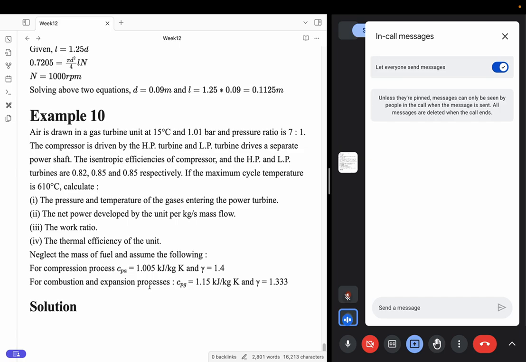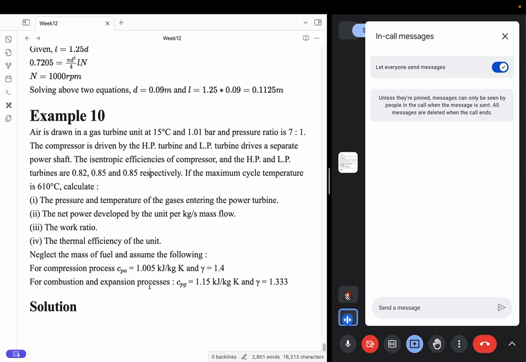Air is drawn into a gas turbine unit at 15 Celsius and 1.01 bar pressure. The pressure ratio inside the compressor, the output to input ratio, is 7:1. The compressor is driven by the high pressure turbine, and a low pressure turbine drives a separate power shaft. The isentropic efficiencies of the compressor and the high pressure and low pressure turbines are 0.82, 0.85, and 0.85 respectively. If the maximum cycle temperature is 16 Celsius, calculate the pressure and temperature of gases.